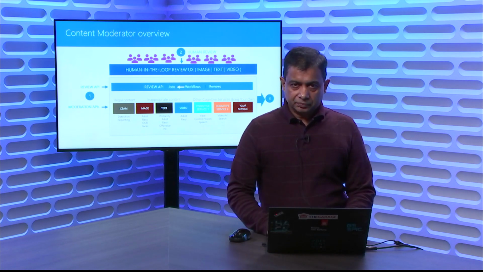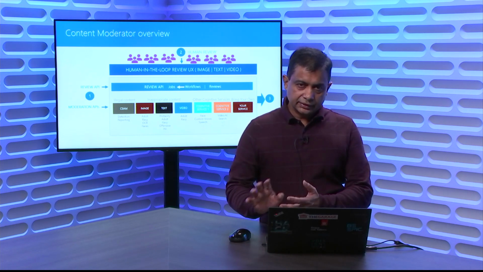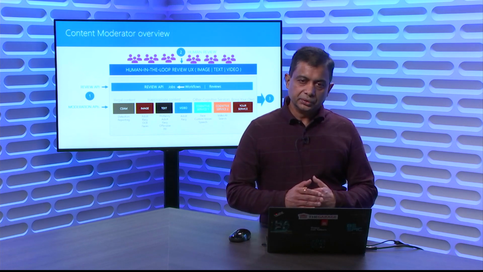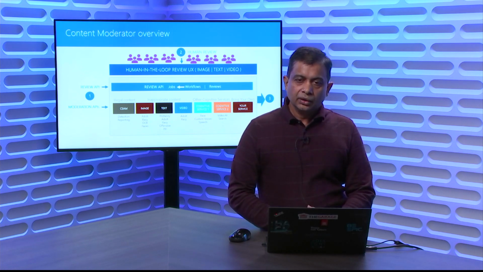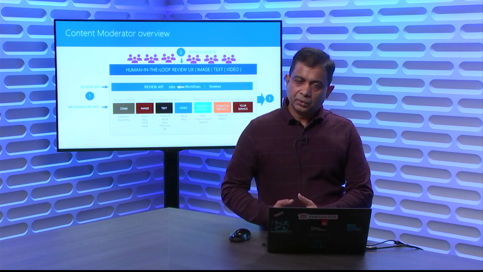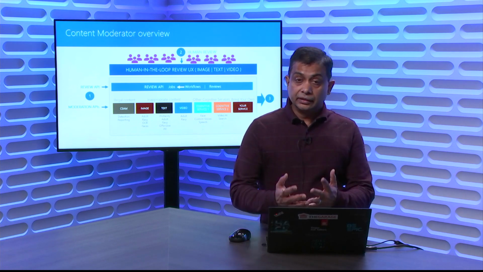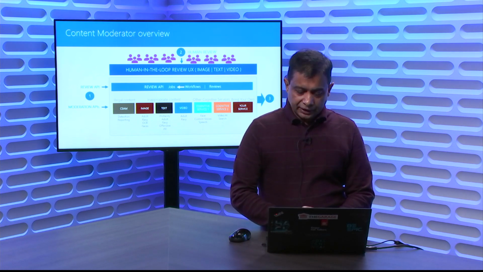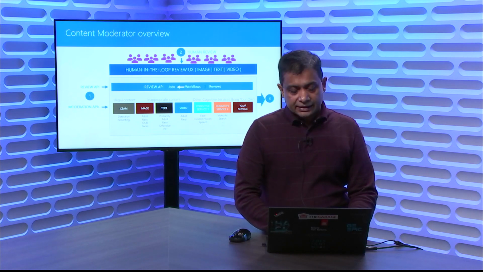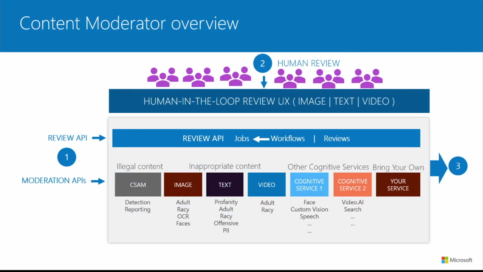The other set of customers would probably just want to use the moderation APIs, or bring in their own APIs and models, and still be able to leverage our review tool. That's where the review API helps. And just as I said earlier, we believe the combination of machine and humans gives you the best results, and that's what the output of the block indicates.